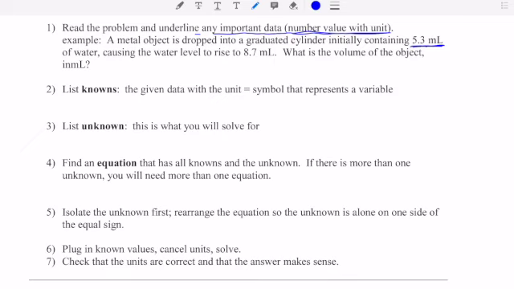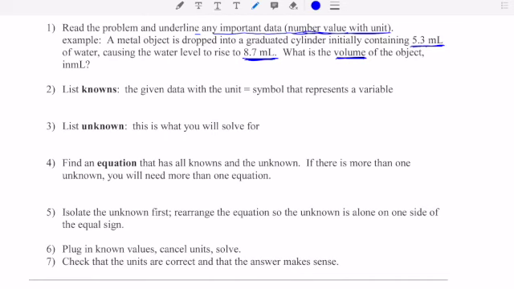Causing the water level to rise to 8.7 milliliters. Again, number value with a unit. That tips you off saying, I'm going to use this. And then what is the volume of the object? So this is the thing you're trying to solve for, is the volume.